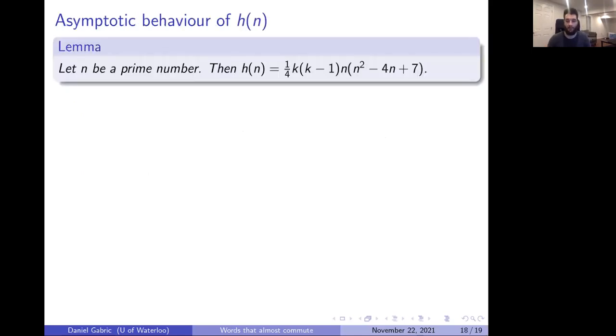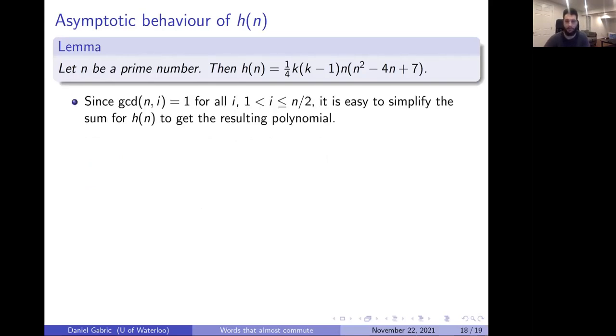So here's some asymptotic behavior of h of n. When n is a prime number, we have that it behaves like a polynomial. It's equal to this polynomial over here. And this is actually pretty easy to show. Since the greatest common divisor between n and i is 1, for all i between 1 and n over 2, it's pretty easy to simplify the sum you get from h of n, because all of the GCD n,i's simplify to 1, and you're just simplifying a bunch of sums of polynomials.